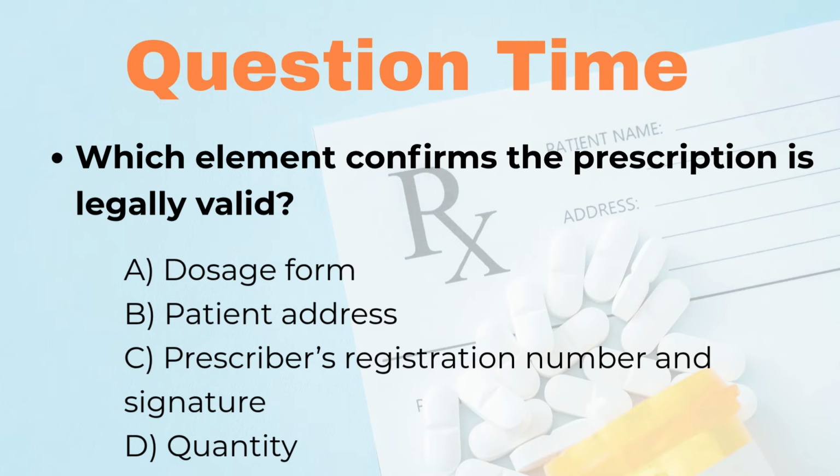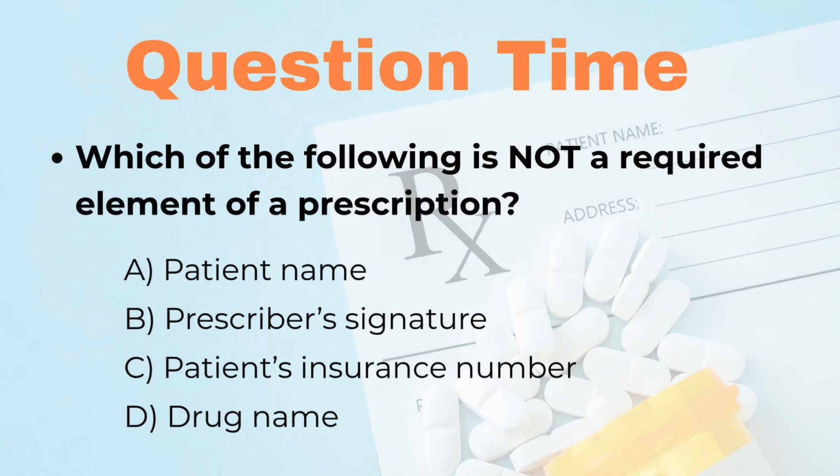Let's try these questions. Which element confirms the prescription is legally valid? Correct answer is C, prescriber's registration number and signature. Next, which of the following is not a required element of a prescription? Correct answer is C, patient's insurance number.